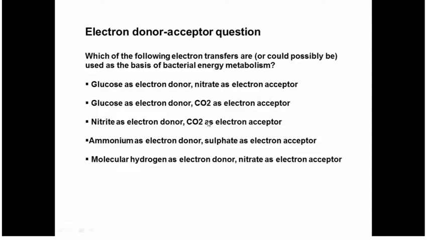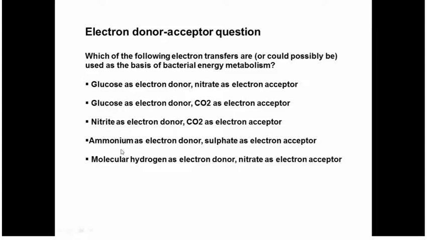Nitrite as electron donor, carbon dioxide as electron acceptor. Oh, damn, I gave the answer right there. Can it work? No, it can't work. Carbon dioxide is the worst. It's the pits of the earth. So only hydrogen can work in this process, because carbon dioxide is just so bad. You need the really best electron donor you can possibly get. Otherwise, it's never going to work.